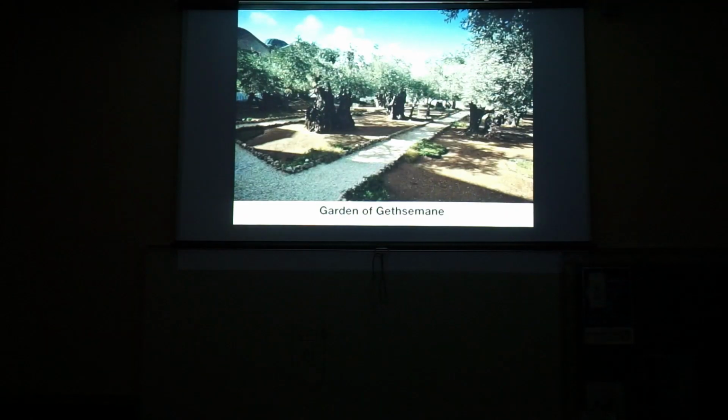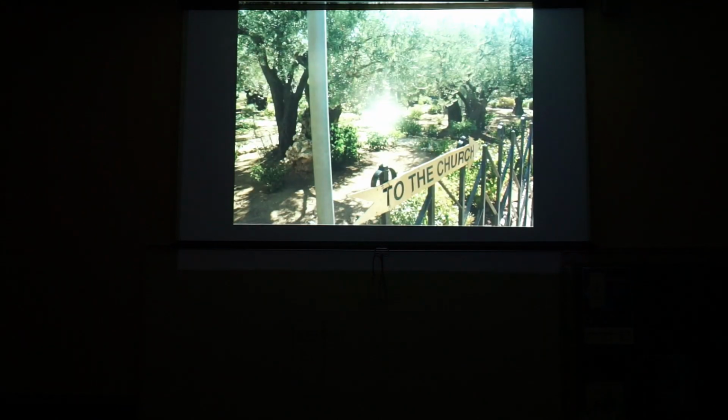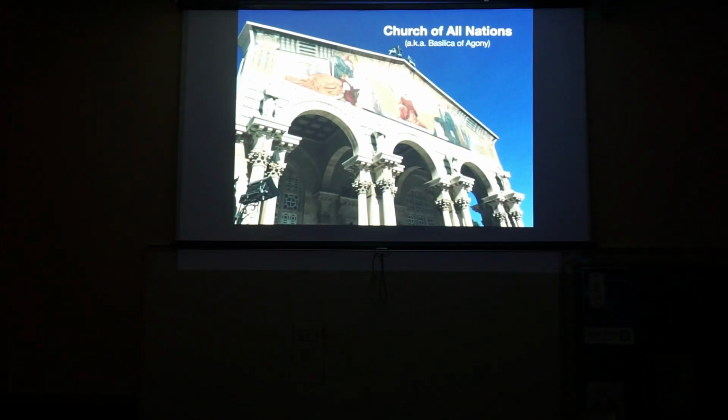Well, you'll notice the Garden of Gethsemane. If you look in that upper left-hand corner, you'll see the dome of that church that looked like the egg crate carton that we showed in that picture about three frames previous. And there is a sign that says, "To the church." And this is known as the Church of All Nations, also known as the Basilica of Agony.